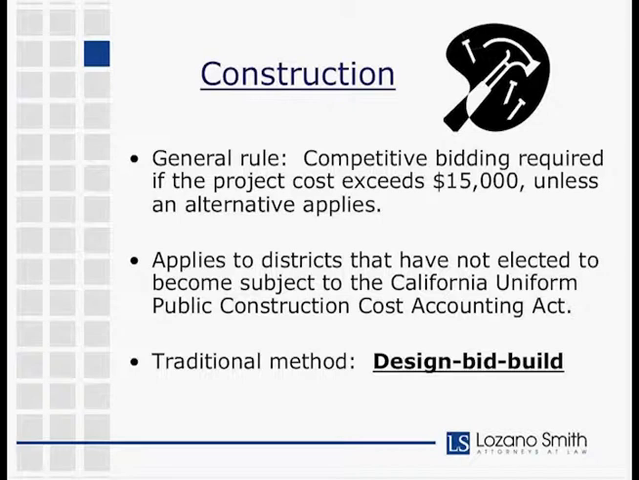The traditional method for bidding construction projects is what we call design, bid, build. What that means is that the district typically will first go out and hire its architect or design professional to design the project and draw up the plans. Once those plans are completed, the district uses the plans to go out to bid, and then it selects the contractor through the bid process, who then builds the project. So that's the traditional method, and the reason that I mention that is because we're going to contrast it with a couple of alternatives later on in the presentation.